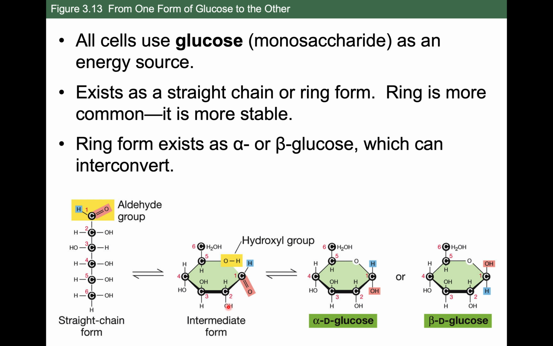I don't want to get too hung up on this, but you can have what's called alpha or beta glucose, which really just comes down to the orientation of this one little hydroxyl group here. Is it pointing up or down? But you'll see that nomenclature if you read this chapter, so just so you're aware of what that's referring to.